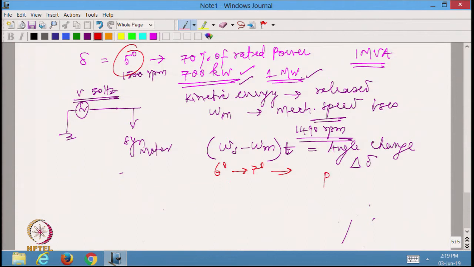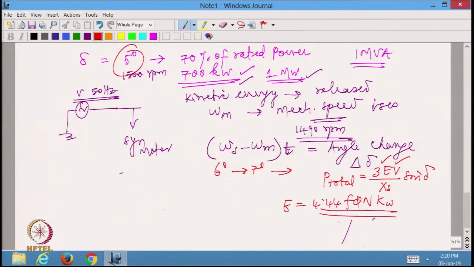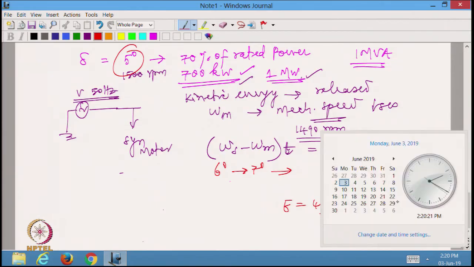What we wrote as P total is 3 E V divided by Xs sin delta. V is a constant, and maybe E is also a constant because I have not changed the frequency and I have not changed the excitation. Please note E is equal to 4.44 f phi, number of turns, multiplied by K winding factor. This we derived a few classes ago. The flux will not change if I do not change the excitation. Frequency cannot change because it is connected to the infinite bus. Number of turns cannot change because it is the structure of the machine.